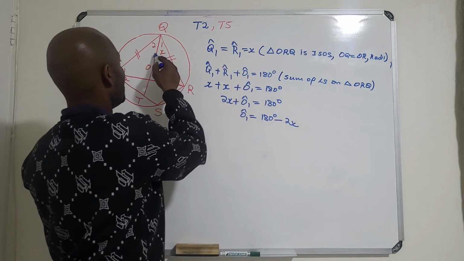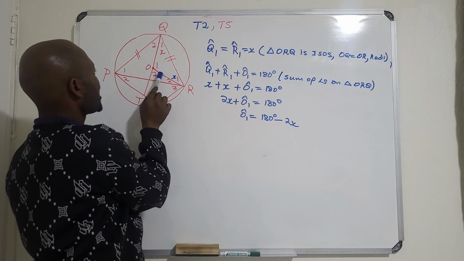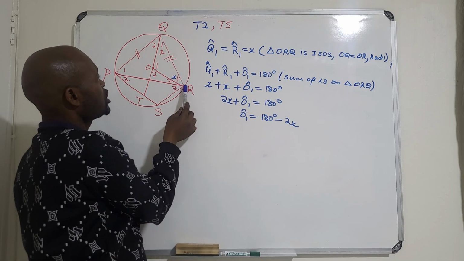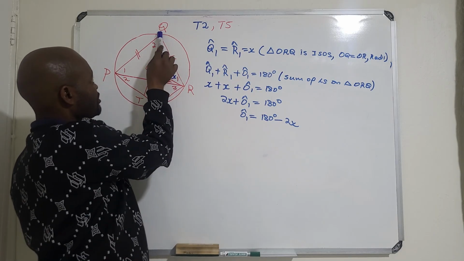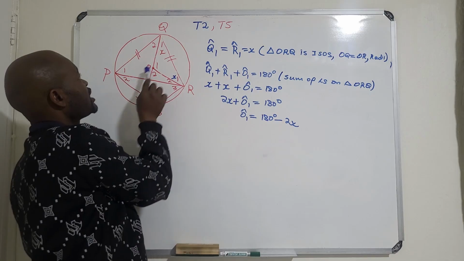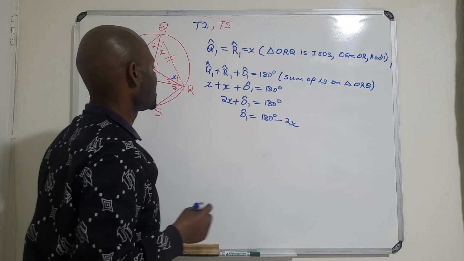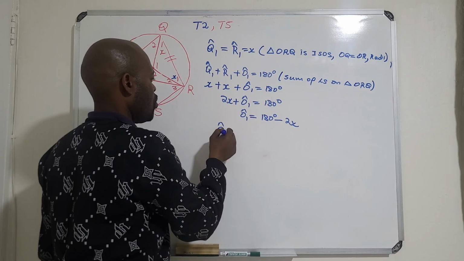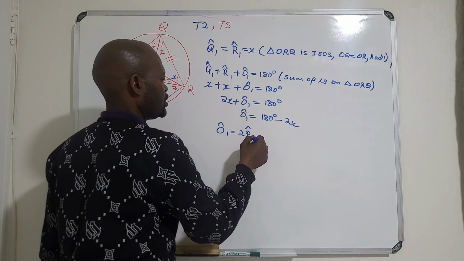So we got this angle, we got this angle. Therefore, we know that this angle is 2 times that angle, since they are subtended by the same chord or by the same arc. This angle is subtended by this chord and by this arc. Also, this angle is subtended by the very same chord or arc. Therefore, angle at the center is 2 times angle at the circumference. Angle O1 is equal to 2 times angle P1.